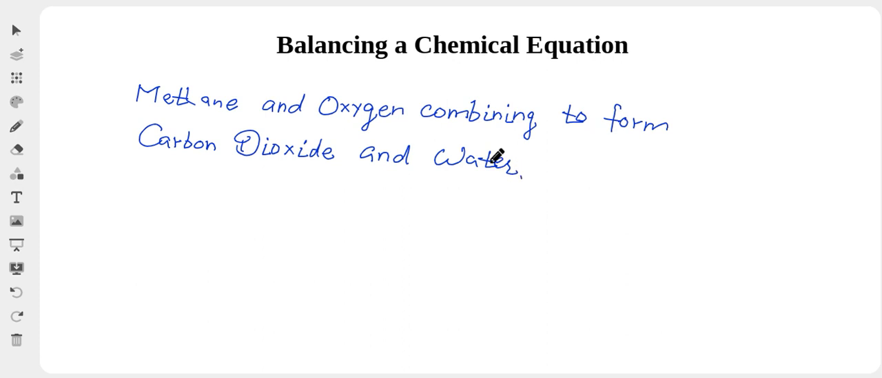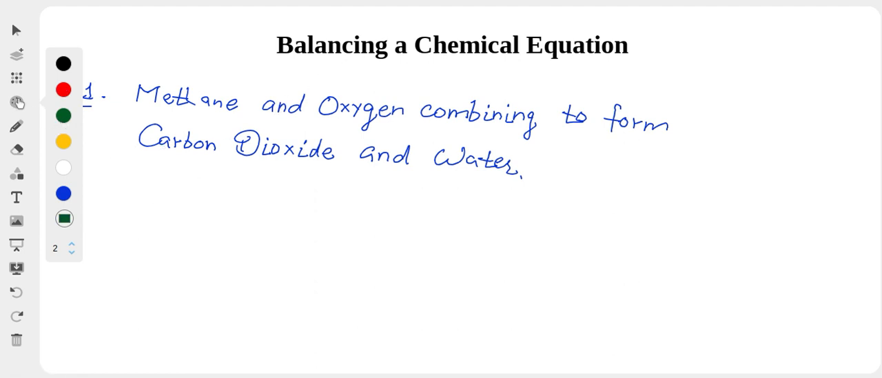So now what am I going to do? How am I going to balance this equation? First of all, I am going to write the skeletal equation to balance the chemical equation at the last. So how am I going to write the skeletal equation? I will first see how many elements are combining and which products are forming, how many reactants are there and what are their names, and how many are the products and what are their names.